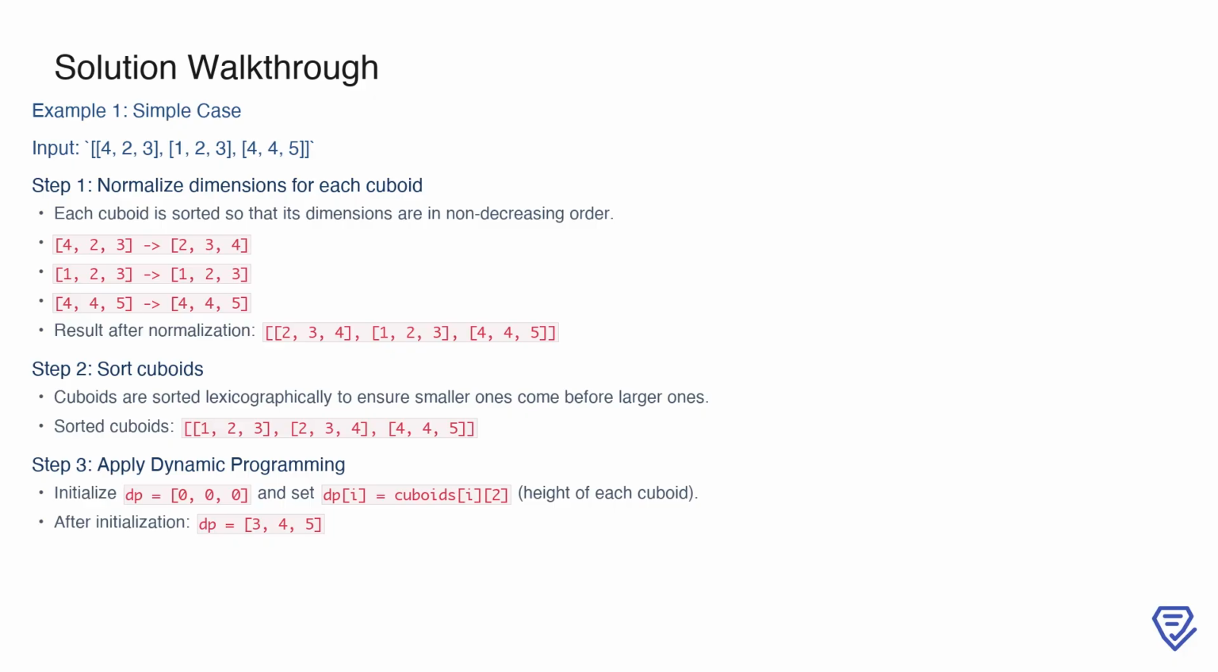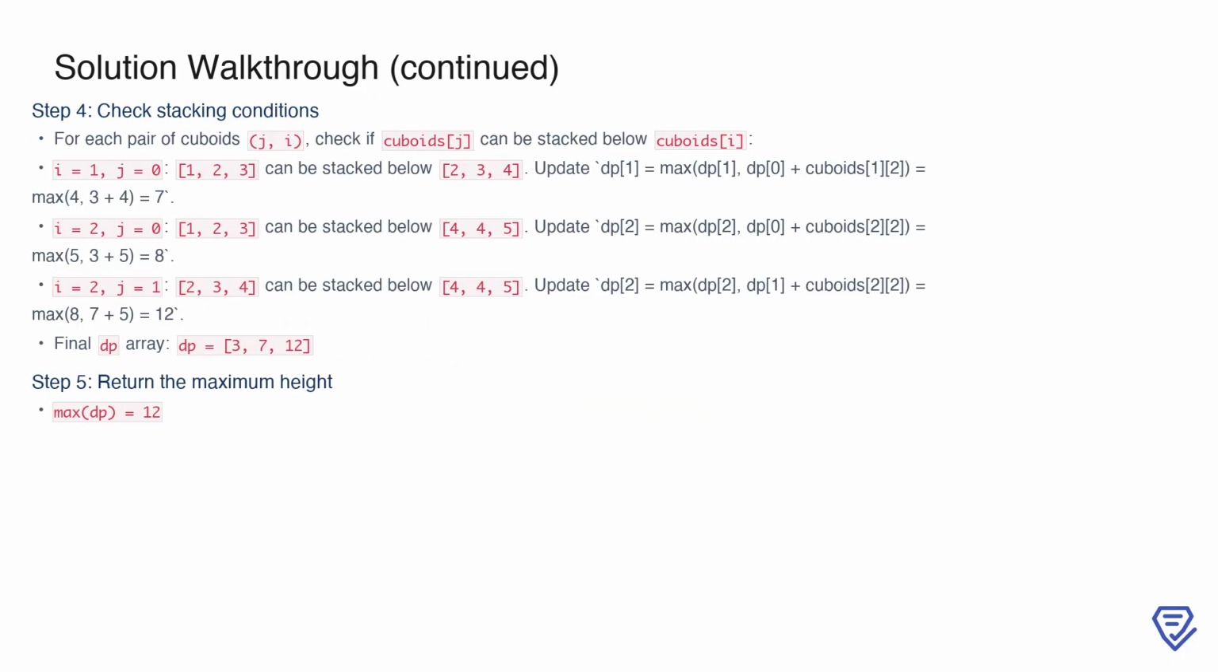Finally, we initialize a dynamic programming array, dp, where dp[i] represents the maximum height achievable with the ith cuboid at the top of the stack. Initially, each cuboid's height is just its own height, so dp equals [3, 4, 5], corresponding to the heights of the sorted cuboids. Now, we proceed to check stacking conditions to determine if a smaller cuboid can be placed below a larger one. For each pair of cuboids j, i, we check if all dimensions of cuboid j are less than or equal to the corresponding dimensions of cuboid i. If stacking is possible, we update dp[i] to reflect the maximum height achievable by stacking cuboid j below cuboid i.